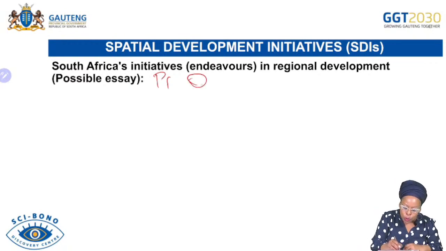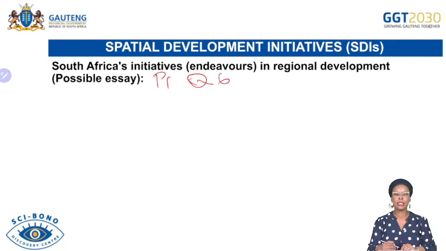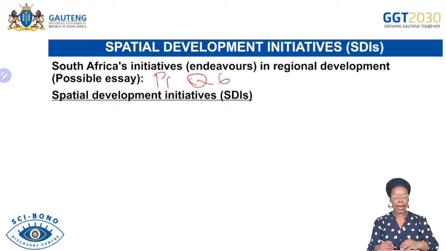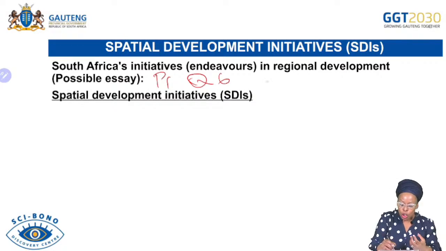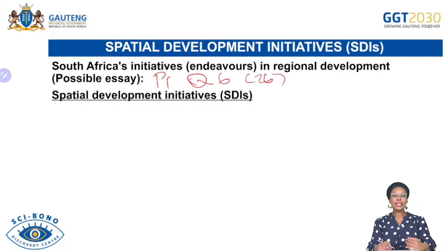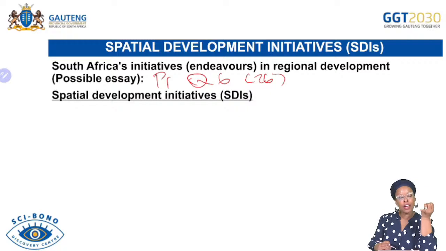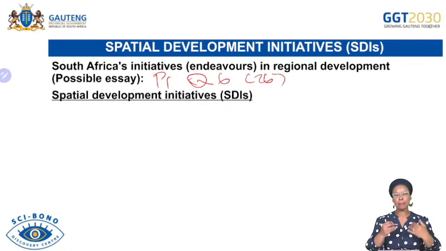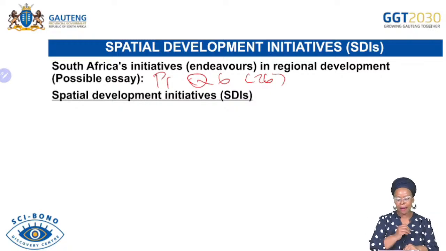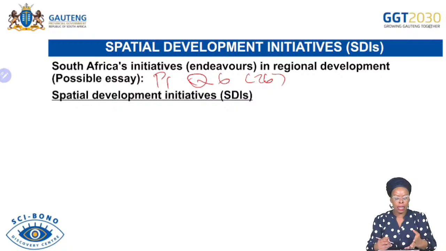In which question can you find it? In question 6 of paper 1 of the prelim or final exam. When you discuss this particular essay, let's say for 26 marks, you need to concentrate on 4 aspects: special development initiatives, industrial development zones, corridors, and special economic zones. Let me take you through these initiatives. Number 1, we have SDI. You can call it SDI if you have forgotten what it is in full.